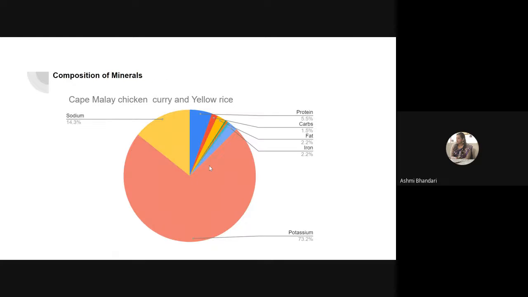Next slide. And here is the composition of minerals, where sodium content is 14.3%, protein content 5.5%, carbohydrate 1.5%, fat 2.2%, iron also 2.2%, potassium 73.2%. Next slide.